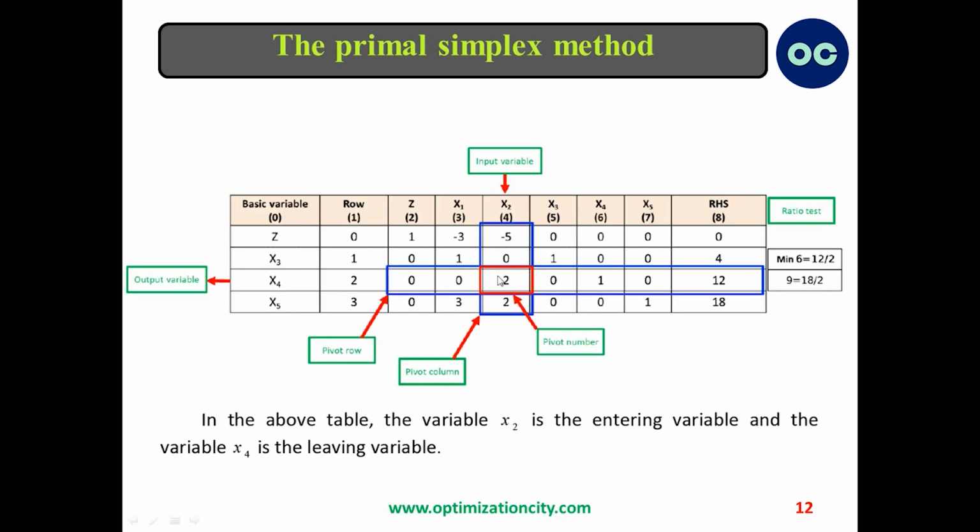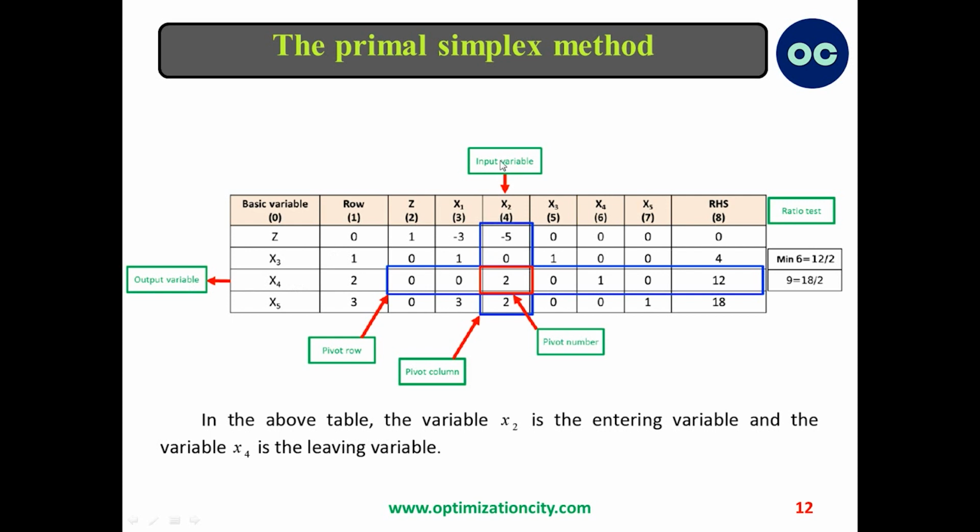We have 2 positive values. Divide the value of the right-hand side by the positive coefficient here, 12 by 2, 18 by 2, and select the row with the smallest value. So the second row has the smallest value because it's equal to 6. The basic variable of this row would be the leaving variable. So this is the leaving variable.